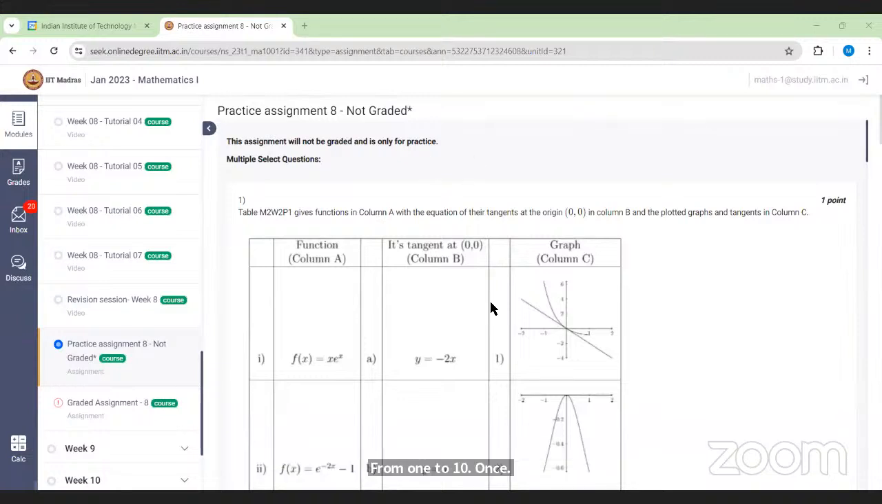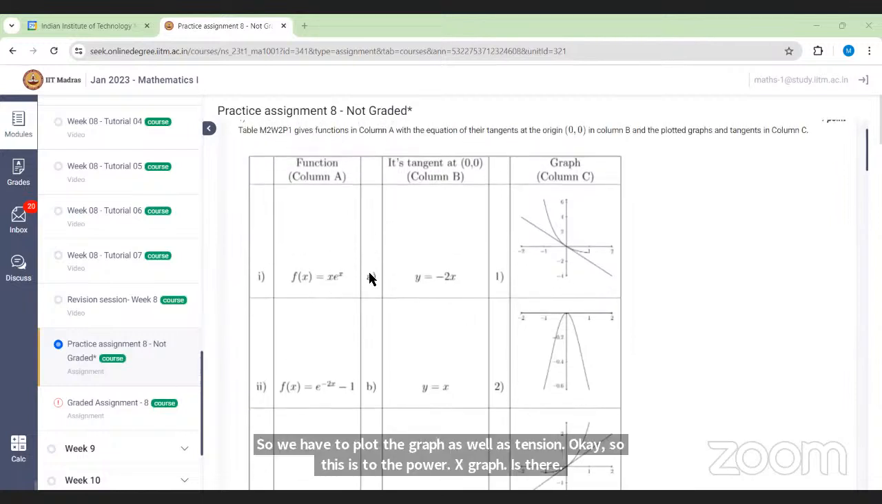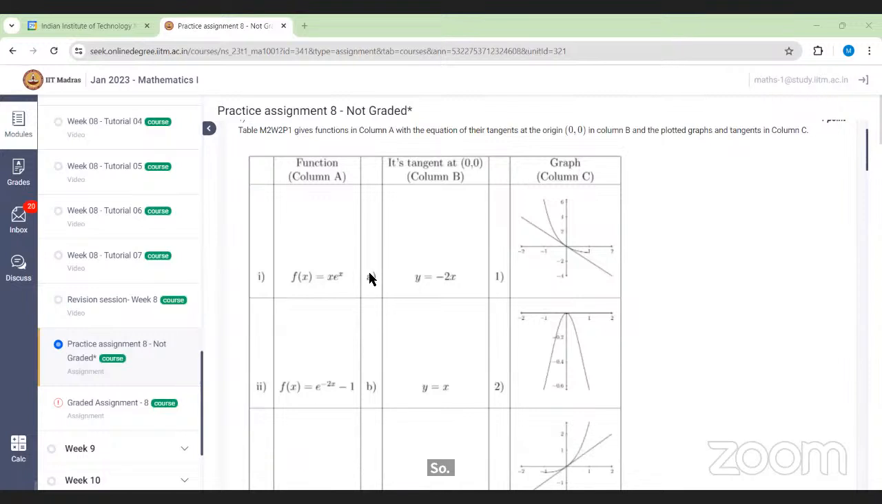Yes, ma'am. In the first question, they say given graph and column B with the expression of the tangent at origin and boundary. Okay, so we have to plot the graph as well as the tangent. So this is the x times e to the power x graph, and its tangent at (0, 0). Here you won't confuse the tangent and the derivative, right? The derivative actually gives you the slope of the tangent. It won't give you the exact line.